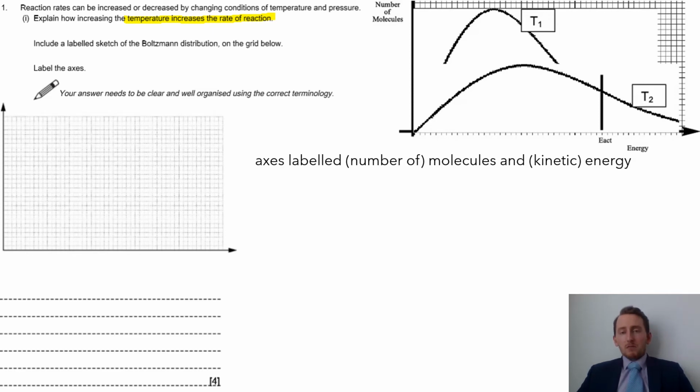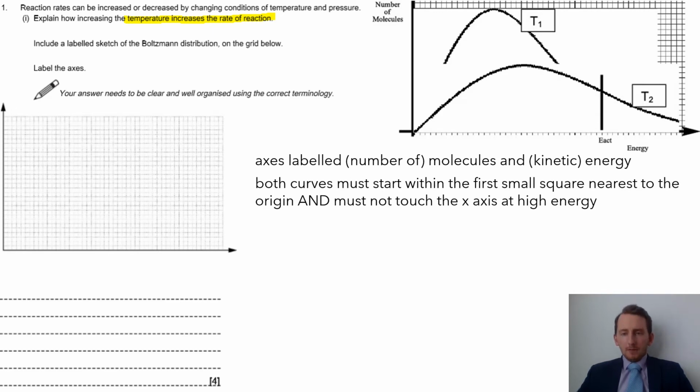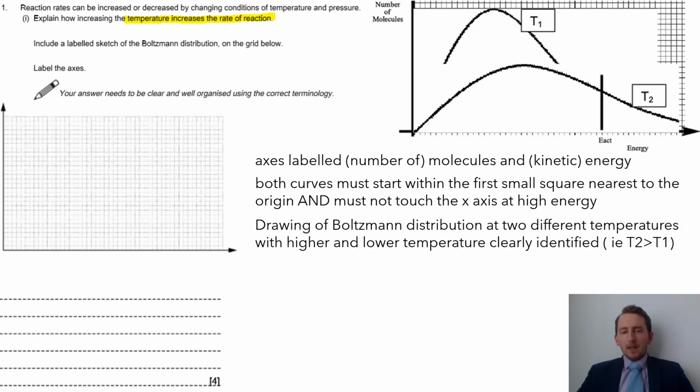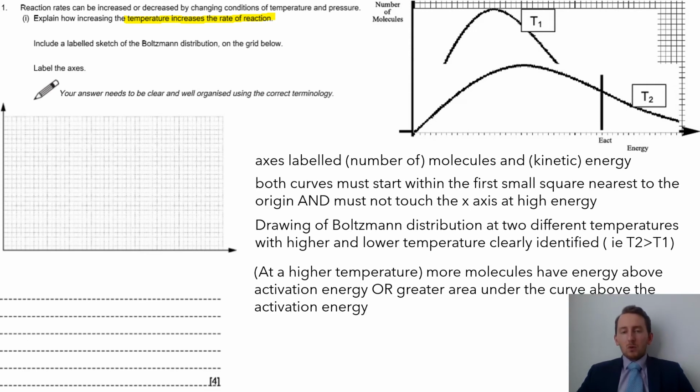So there we are, we get labelled molecules and energy on their axes, starting pretty much at the origin, not touching at the highest energy, and making sure you've got both of those there. So you've got your T1 and you've got your T2. Hopefully we can show that there are more molecules with energy greater than or equal to the activation energy, and so we should be alright if you have all those there. As long as you show all those things, 4 marks, then we should be okay with those.